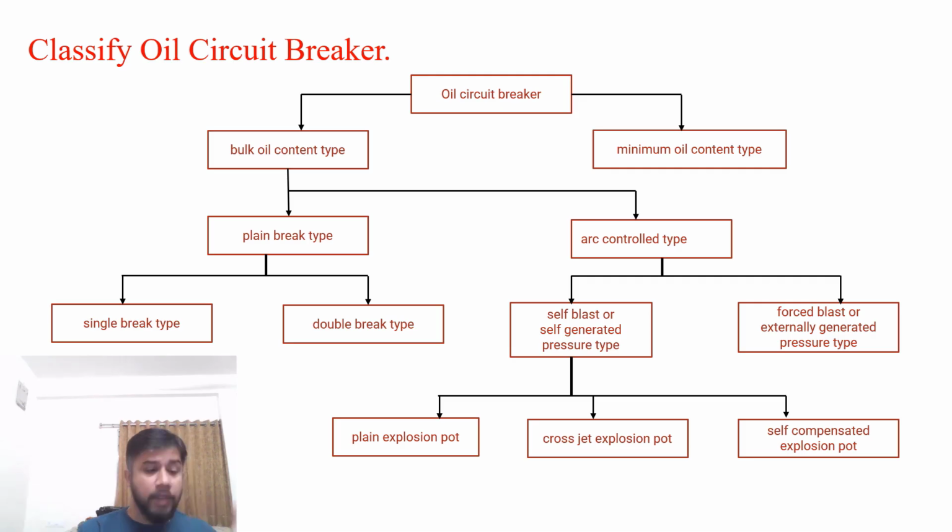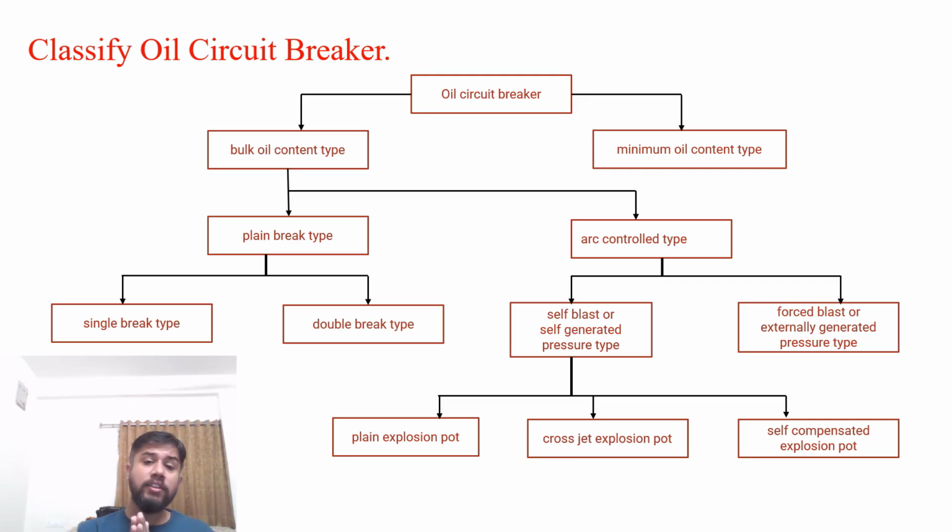In bulk oil circuit breaker type, it is classified into 2 types. First is plain break type and another is arc controlled type. In case of plain break type, there are 2 types of circuit breaker. First is single break type and another is double break type. Whereas in case of arc controlled type, there are 2 types of circuit breaker construction. First is self blast or self-generated pressure type circuit breakers. Another is forced blast or externally generated pressure type circuit breakers.